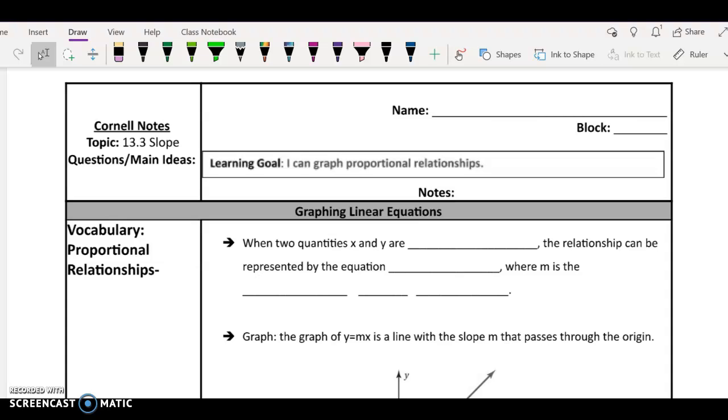All right, 13.3. So I can graph proportional relationships. A proportional relationship is when two quantities, x and y, are proportional. The relationship can be represented by the equation y equals mx, where m is the slope of the line. Should be 4 blanks there.